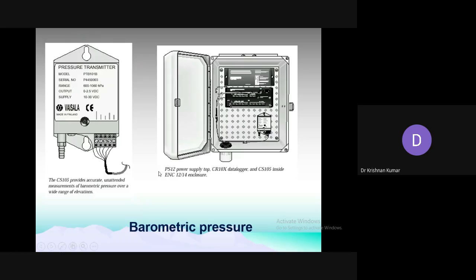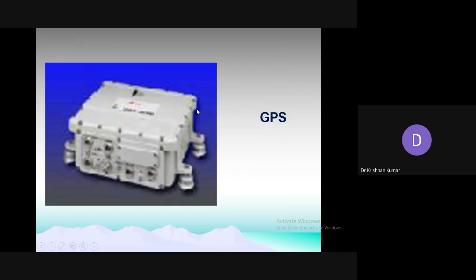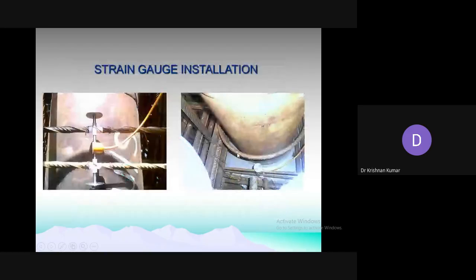Now this is barometric pressure. Directly voltage with respect to pressure, we will be getting the output as voltage. This is the rain gauge. Again here, these are the color codings all available. Based on this, we are able to get the voltage with respect to number of centimeters. This is the GPS base station. Yeah, this is working with your satellites.